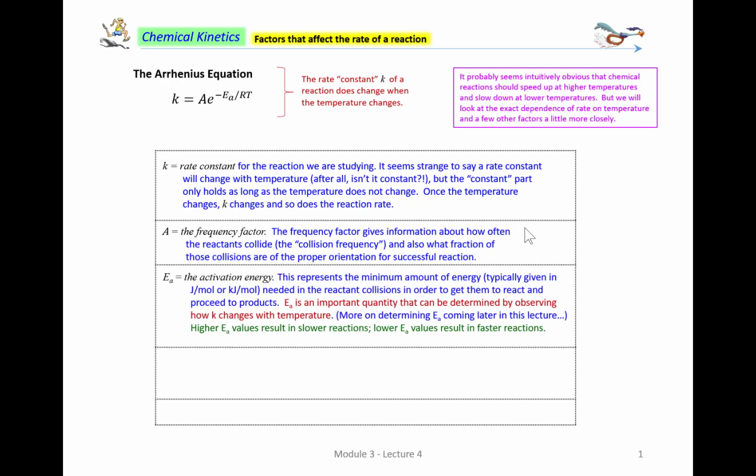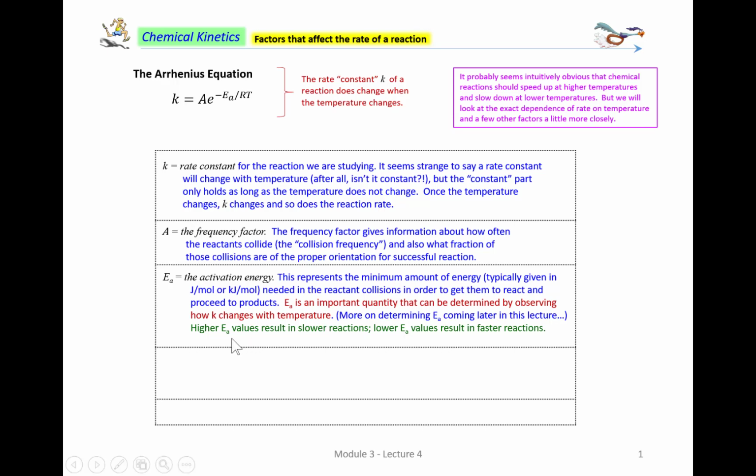Another term that we'll spend a fair amount of time on in this lecture is something called the activation energy. And this is a very important term and a very important concept. This represents the minimum amount of energy, typically given in joules per mole or kilojoules per mole, needed in the reactant collisions in order to get them to react and proceed to products. You can find the activation energy for a reaction by observing how the rate constant k changes with temperature. Now we'll talk more about that soon. That involves making a graph.